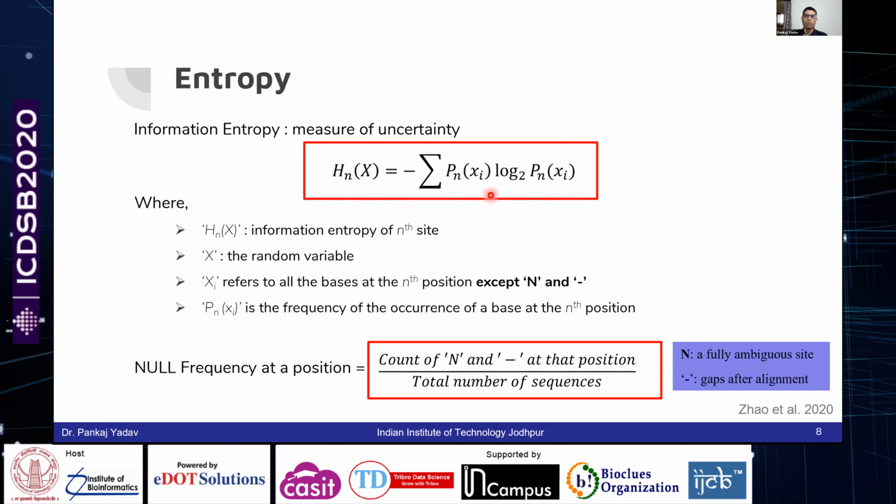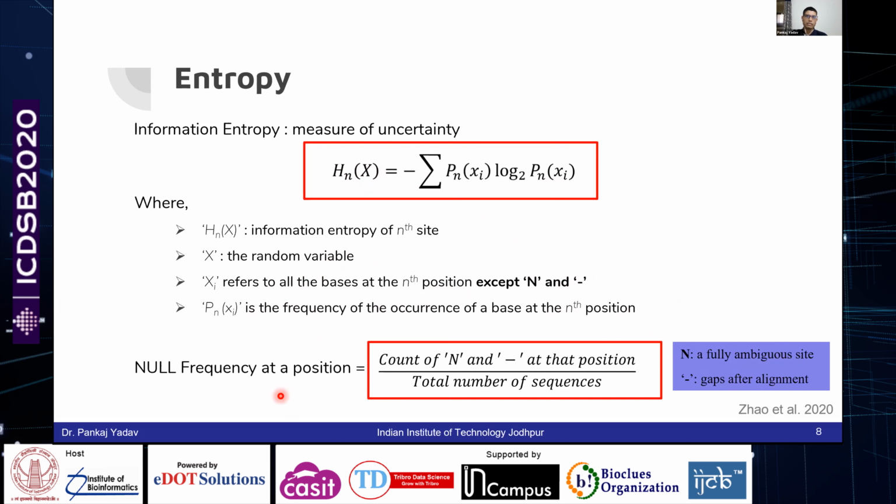Xi refers to all the bases at the nth position except N and dash. N is a fully ambiguous site, whereas the dash represents the gap after multiple alignment. So Xi refers to all the bases, as I said, and Pn represents the frequency of the occurrence of a base out of ACTG at the nth position.